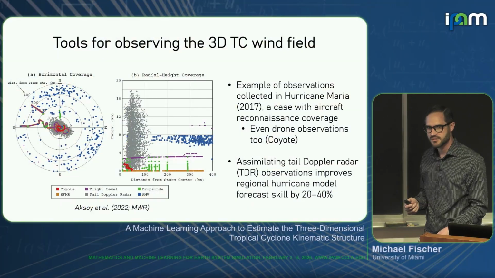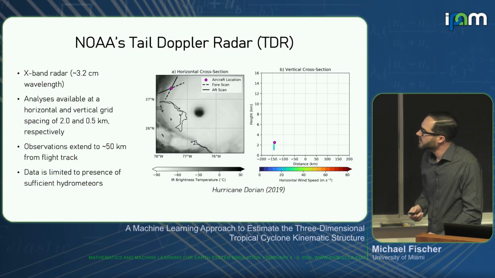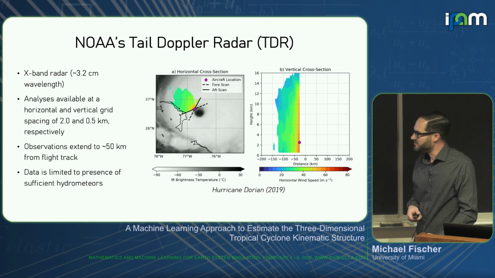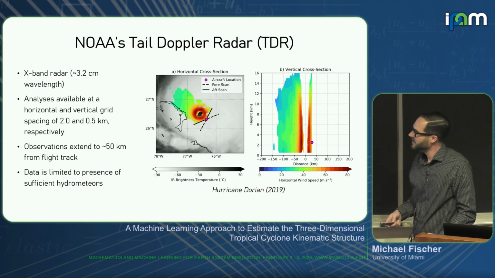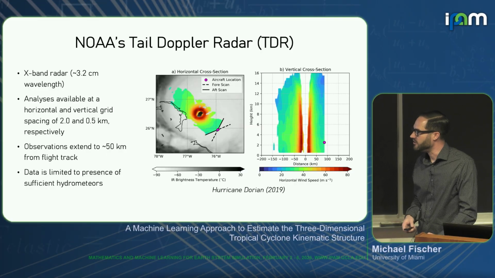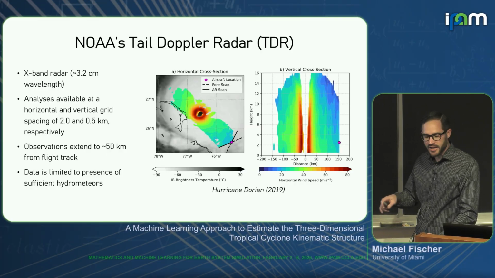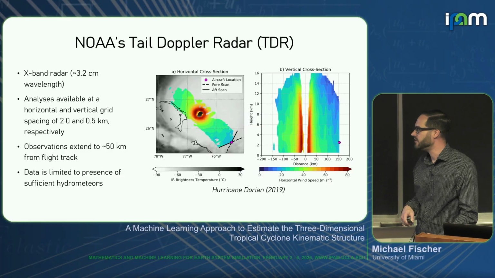Anything else? Okay. So I illustrated before, I hope, that tail Doppler radar observations are very useful. What do these look like? I have an animation here for the case of Hurricane Dorian from 2019. What you see in the left panel is a plan view at a height of 2 kilometers of horizontal wind speed from the tail Doppler radar, shown in the color shading, overlaid on infrared brightness temperatures.